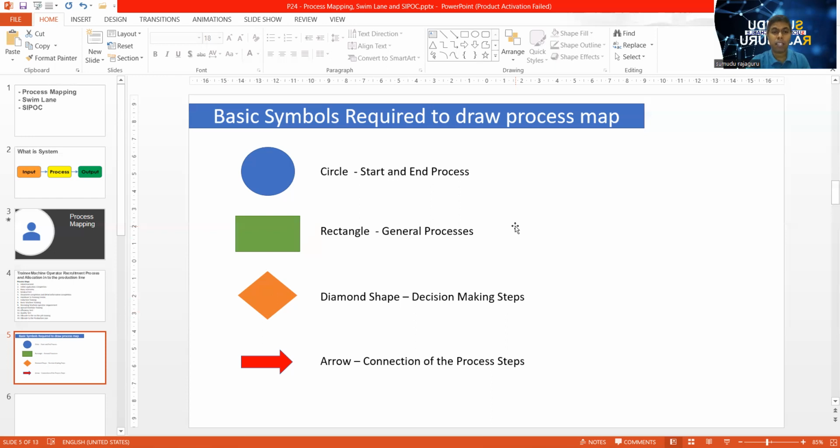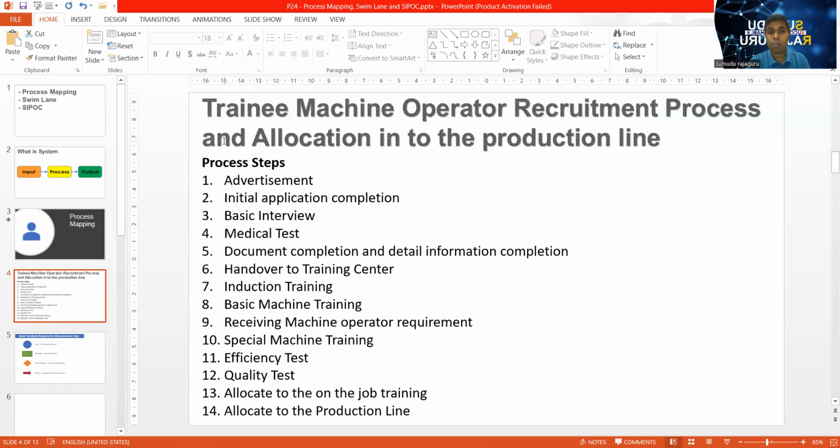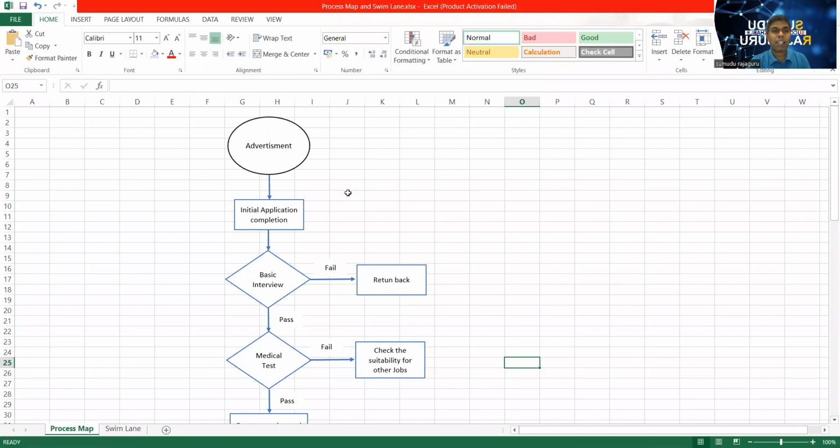Okay, give me 1 second. Already I have drawn the process mapping for that previously discussed training machine operator recruitment process and allocation into the production line. Now I am going to share that document, then I'll explain that part. Okay, right. I think now you can see this is the process map.